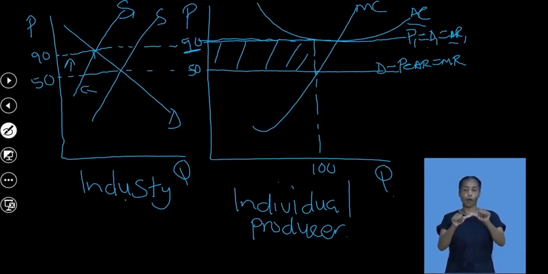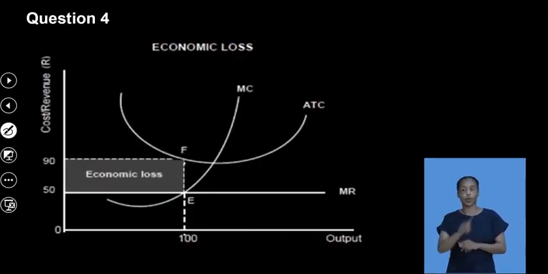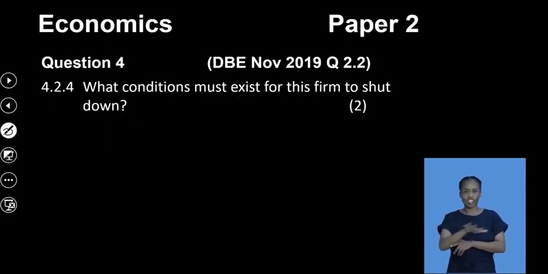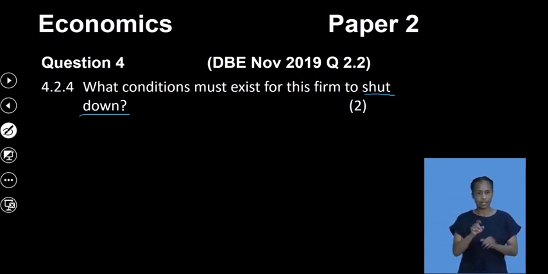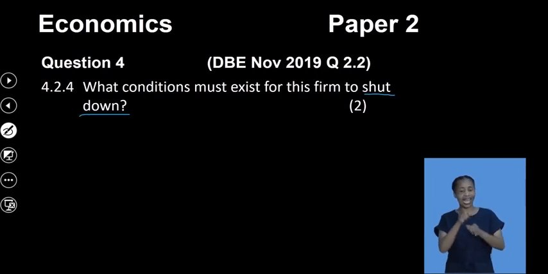Right, so that is the explanation there. Let's move on to the next question. The question says, what conditions must exist for this firm to shut down? Right, now, what is the shutdown point basically of a perfect competitor? You need to be able to explain it in words and also by means of a diagram.